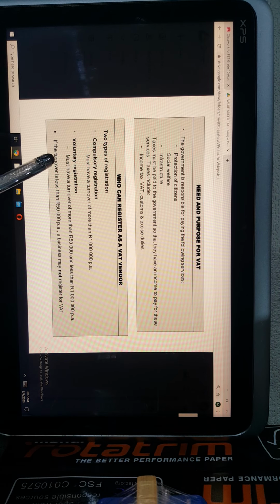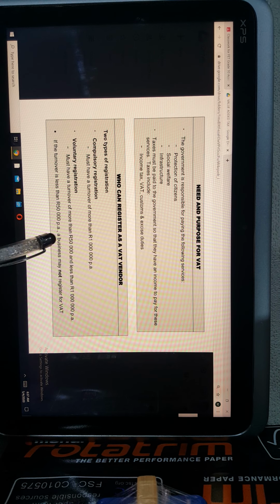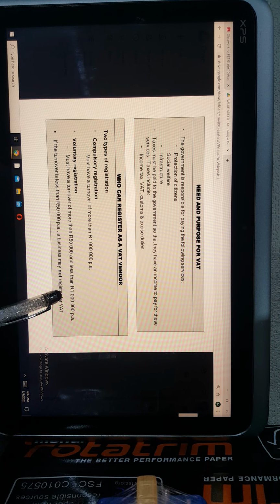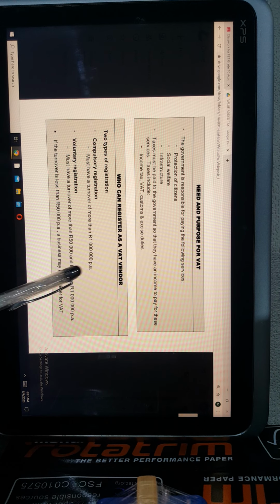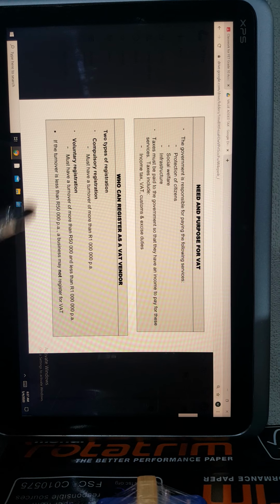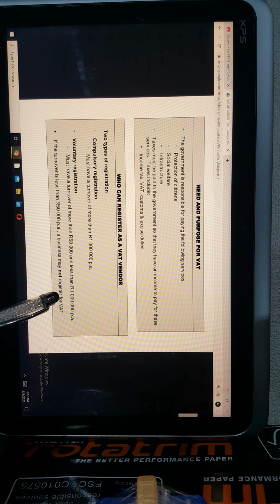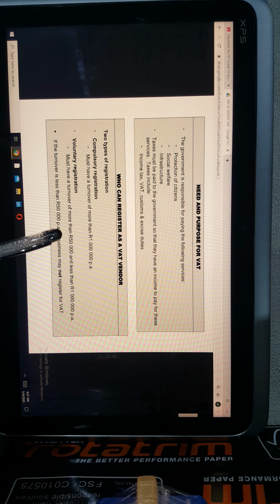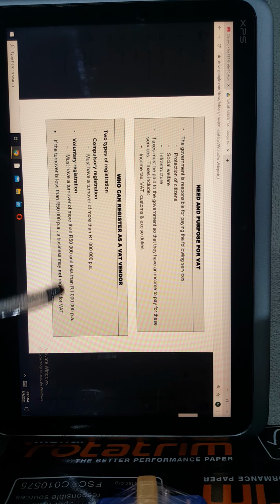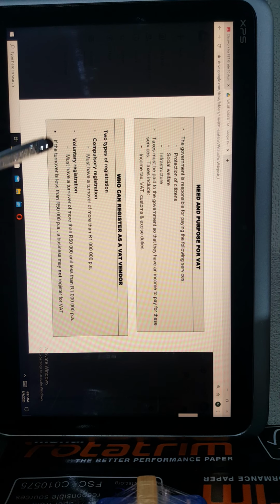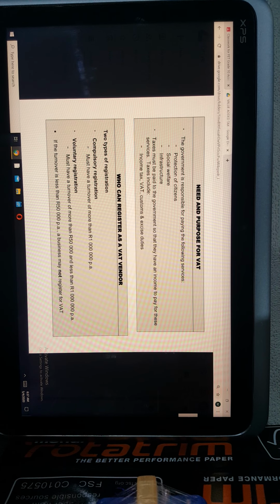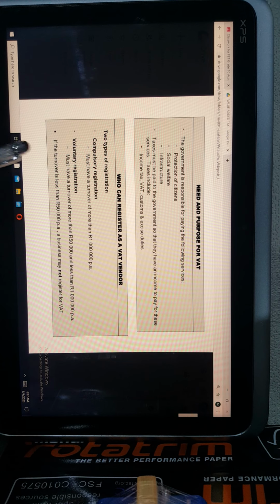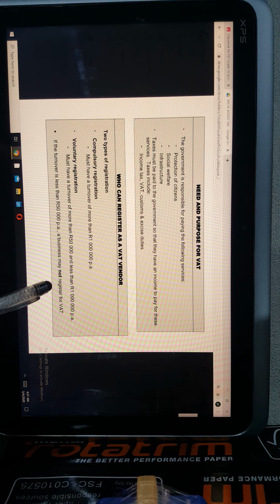Voluntary registration, you must have a turnover of more than 50,000 rand for the year and less than 1 million rand. So why less than 1 million? Once you are more than 1 million, you have to register. It's compulsory. But if your sales for the year is more than 50,000 but less than 1 million, then it's a voluntary registration, means you can register for VAT if you want to, or if not, you don't have to. Okay. If the turnover is less than 50,000 rand per annum, a business may not register for VAT.